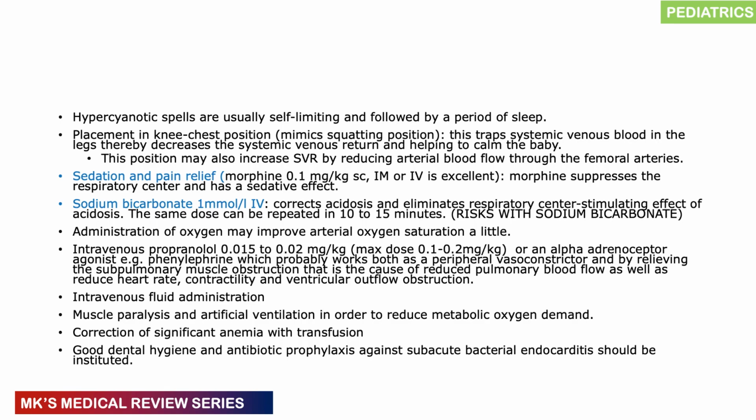We do administer oxygen. It helps with improving arterial oxygenation to a little extent. Give them a beta blocker, so propranolol 0.015 to 0.2 milligrams per kg, with a maximum dose of 0.1 to 0.2 milligrams per kg, or an alpha adrenergic agonist like phenylephrine, which will work on peripheral vasoconstriction. It will also help relieve the subpulmonic muscle obstruction that is causing the reduction in pulmonary blood outflow.